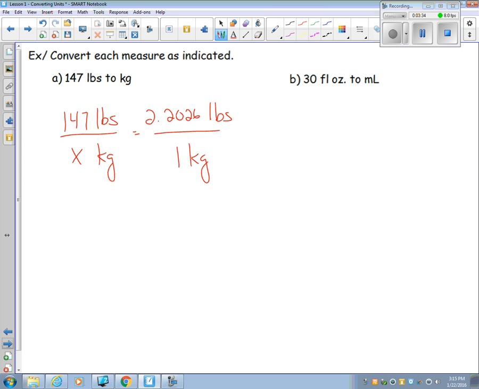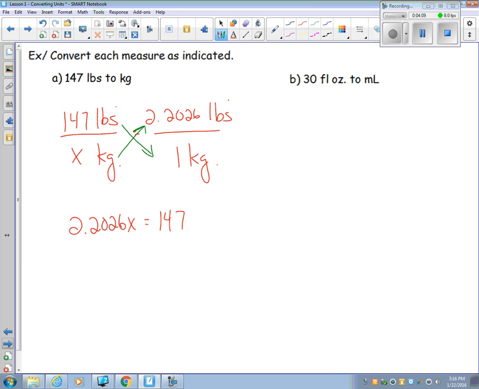One thing to be careful about here, that you have pounds both on top, and you have kilograms both on the bottom, so that way you have the same units, top and bottom. It makes it easier to solve. And by putting in the unit to measure, you can make sure that that happens. To solve these, we're going to cross multiply. So x times 2.2026 will give us 2.2026x. And when we cross multiply 147 with 1, we end up with 147.